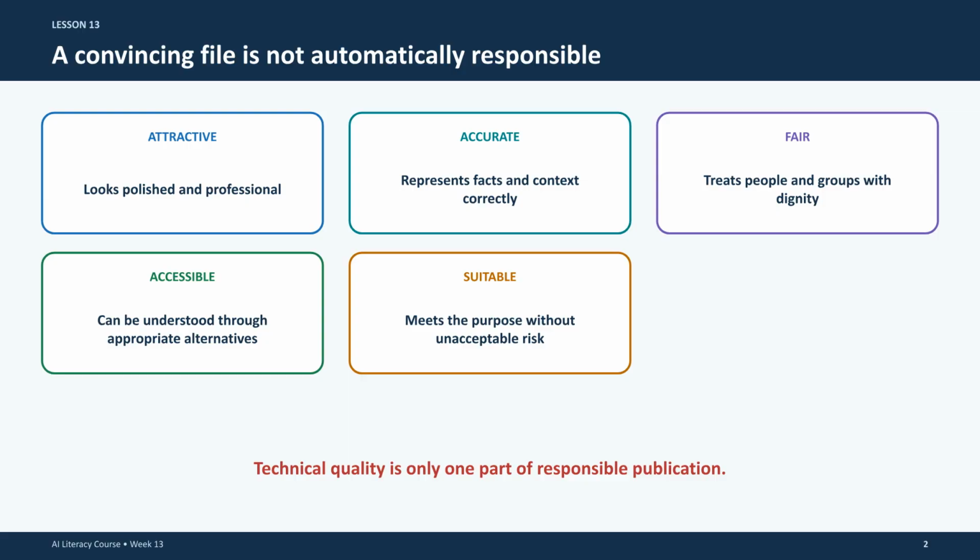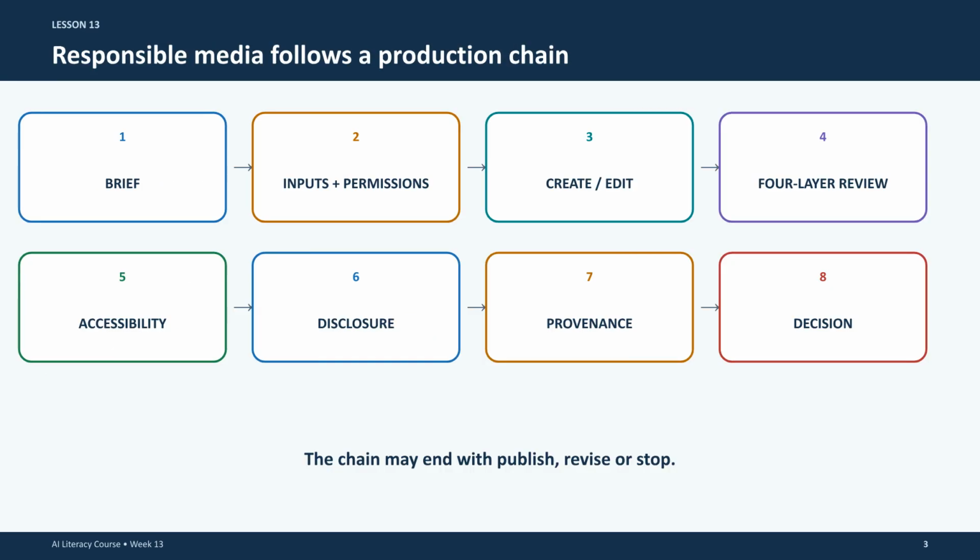Technical polish is only one piece of the puzzle. You must always consider the broader context of your work. Responsible production follows a clear chain. Start with a brief, secure permissions, create or edit, conduct a 4-layer review, ensure accessibility, disclose AI use, track provenance, and make an informed decision. This chain may conclude with publishing, revising, or stopping entirely.